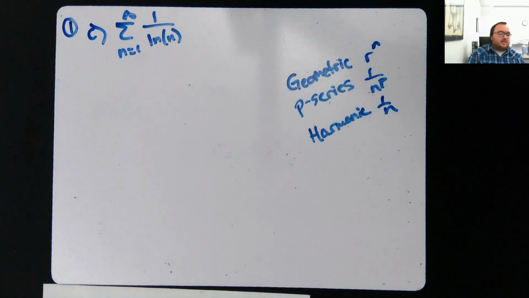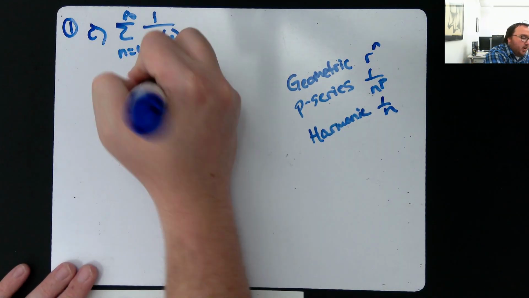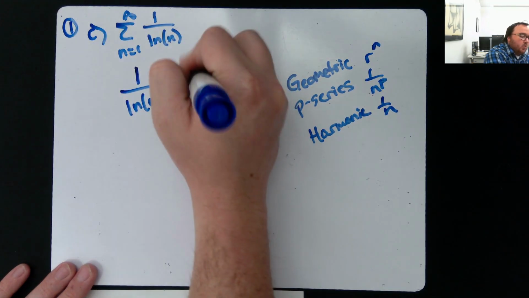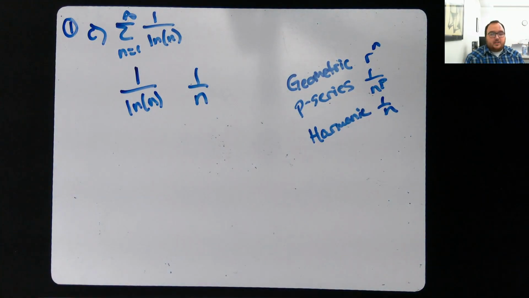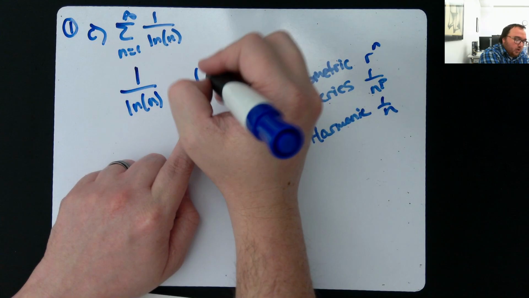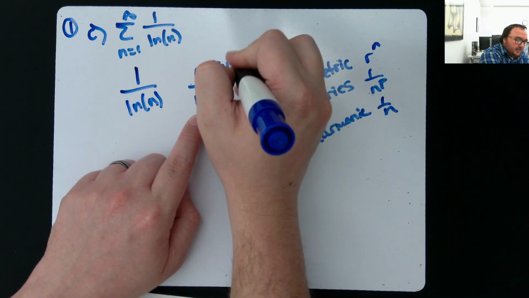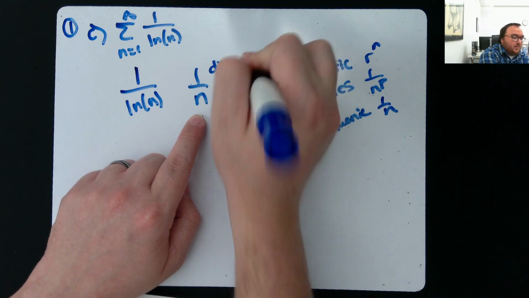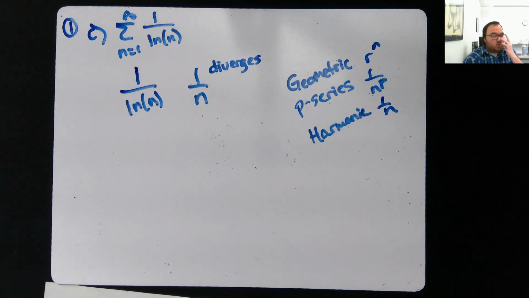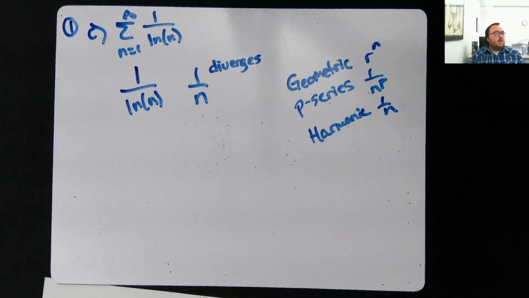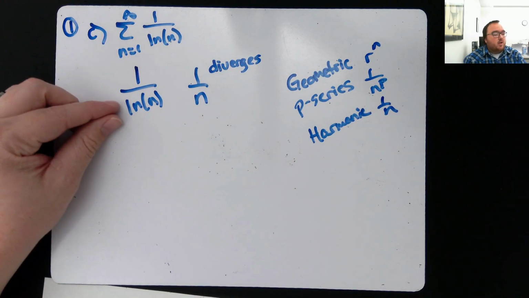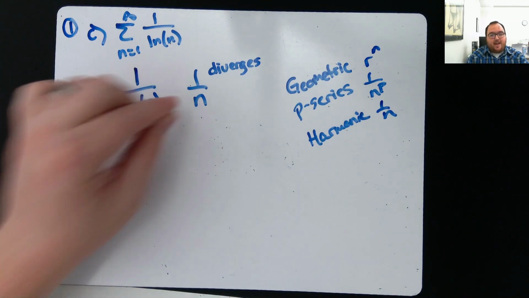Let's see if that helps us out. So let's compare 1 over natural log of n to 1 over n. First things first, we know the harmonic series diverges, and it diverges very slowly, is what we said. So let's see how natural log of n compares to n.